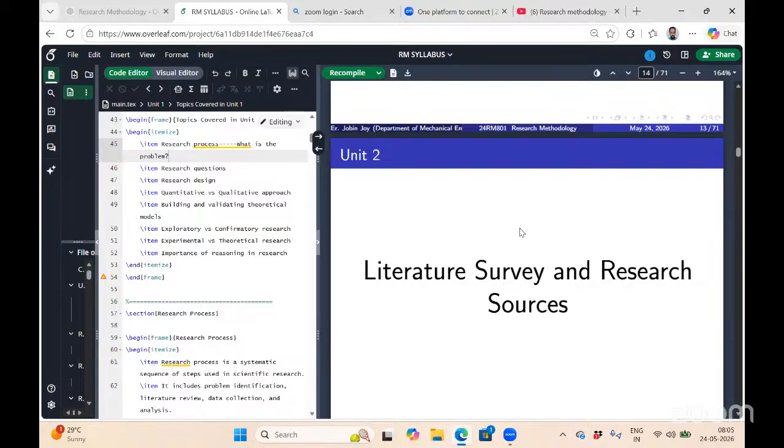For example, if the research topic is robotics in manufacturing, the possible keywords will be robotics, automation, smart manufacturing, industrial robots, Industry 4.0.